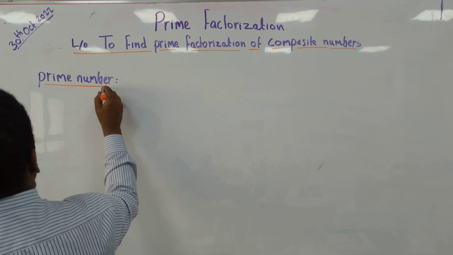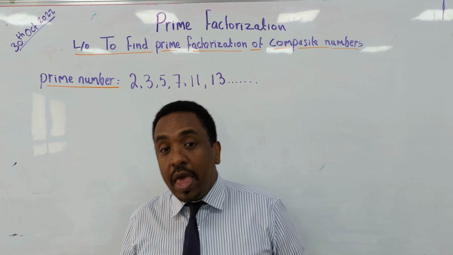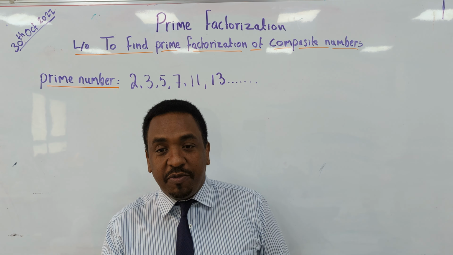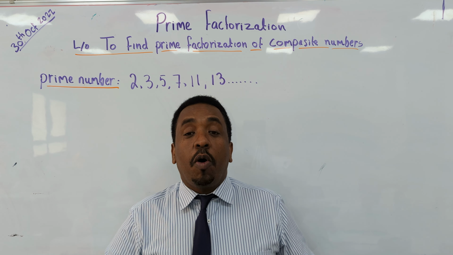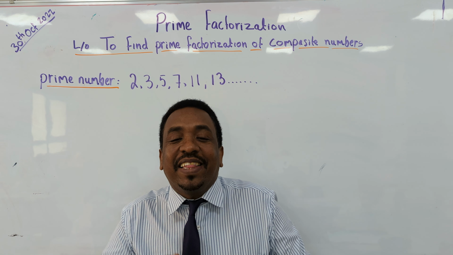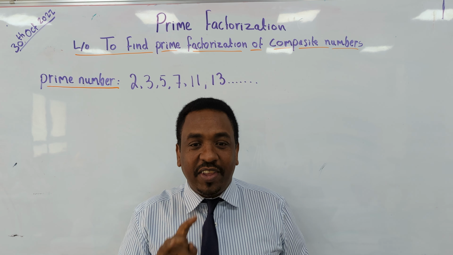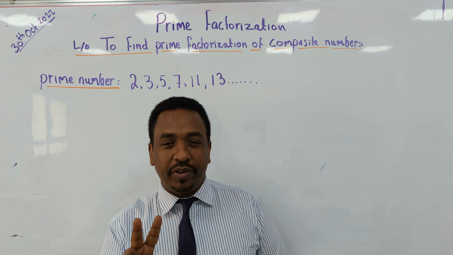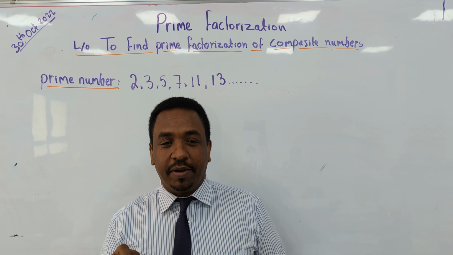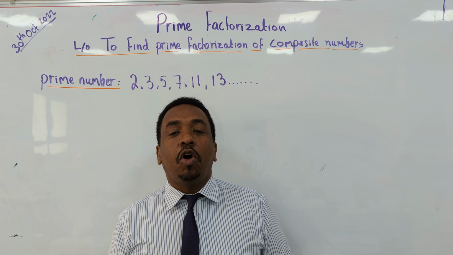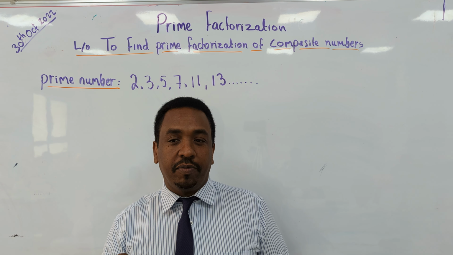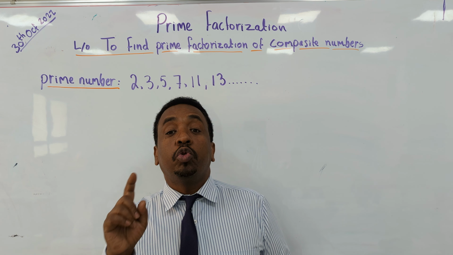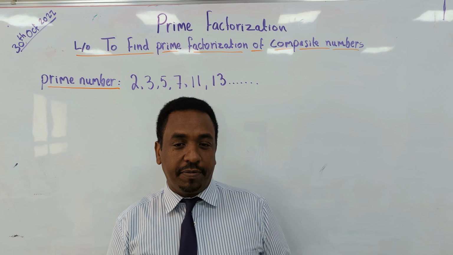If you look at 2, you can only divide 2 by 2 and 1. Same as 3: 3 can only be divided by 1 and 3. Same as 5: 5 can only be divided by 5 and 1. So a prime number can never be divided by any other number except 1 and itself. What that means is prime numbers have only 2 factors, 1 and itself. Does that make sense? Yes.